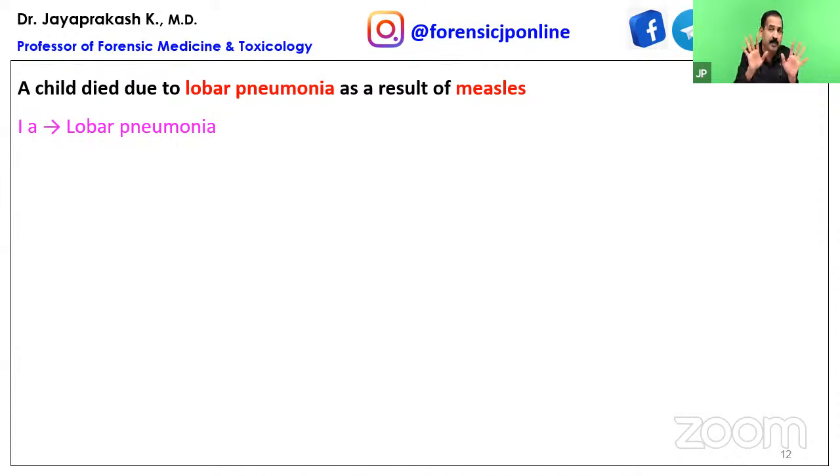Now here it is, medical certification of the cause of death. Okay, 1A, lobar pneumonia due to what? What is 1B? They're telling measles, sir. Finished.